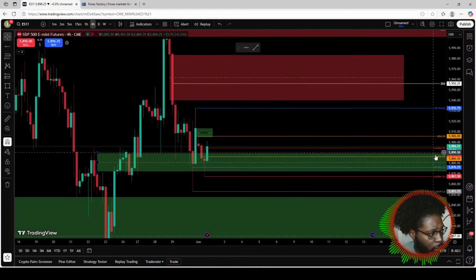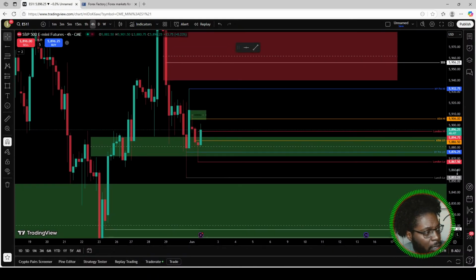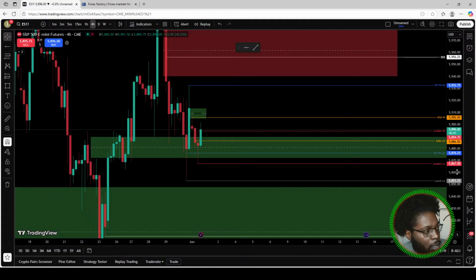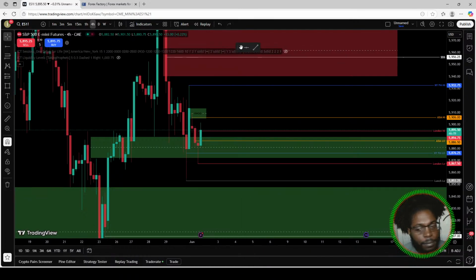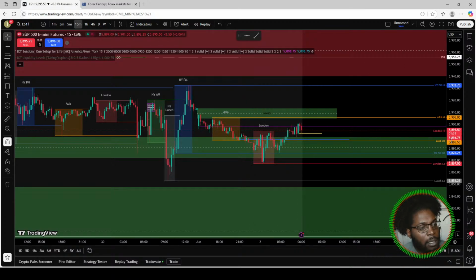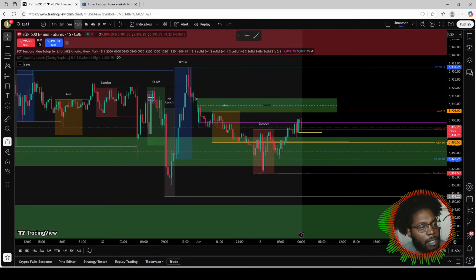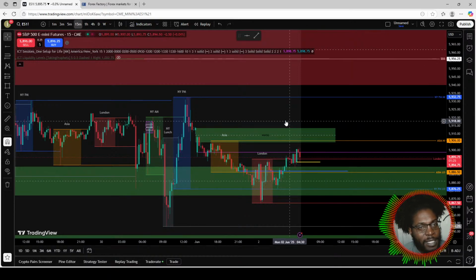All right, so as y'all can already see, we got all these different session areas of liquidity mapped out. Again, the indicator that I will use whenever I'm looking for these price points is going to be this, ICT sessions one setup for life.